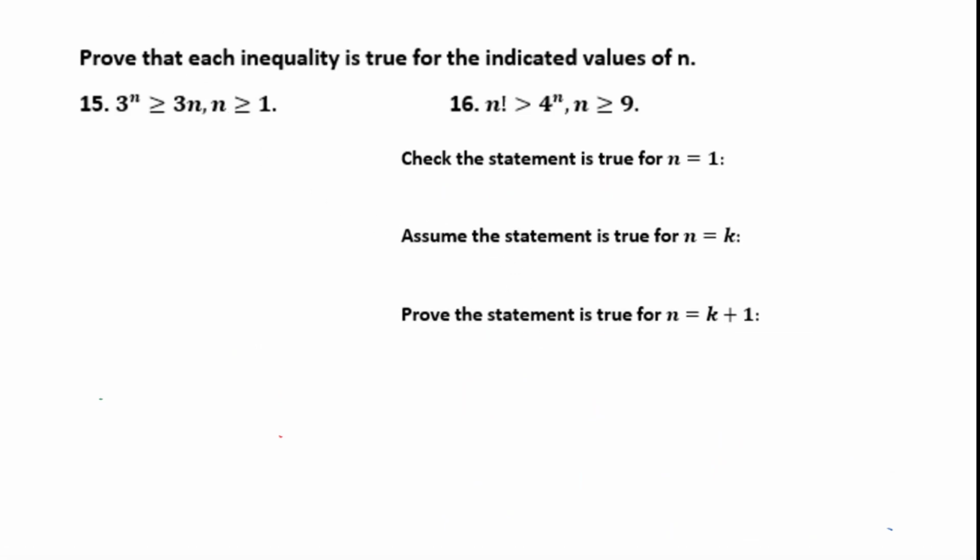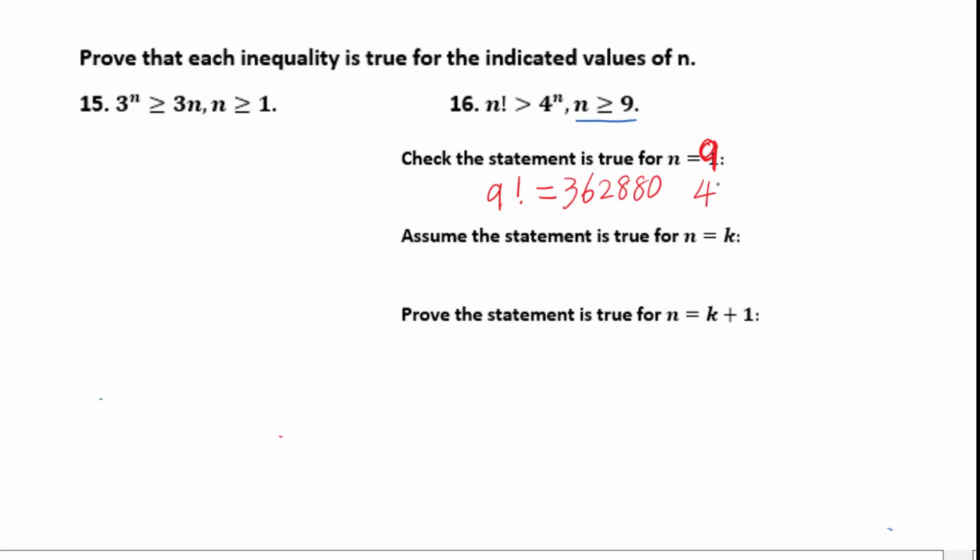Now let's go to 16. N factorial is greater than 4 to the nth power, n is greater than or equal to 9. This time, we will check the statement is true for n equals 9. It's not 1 anymore. So 9 factorial equals, and 4 to the 9th power equals. So 9 factorial is greater than 4 to the 9th power.